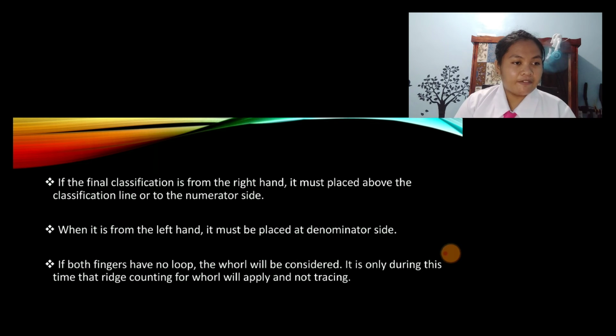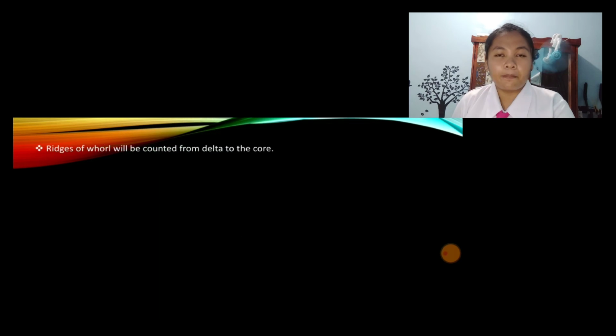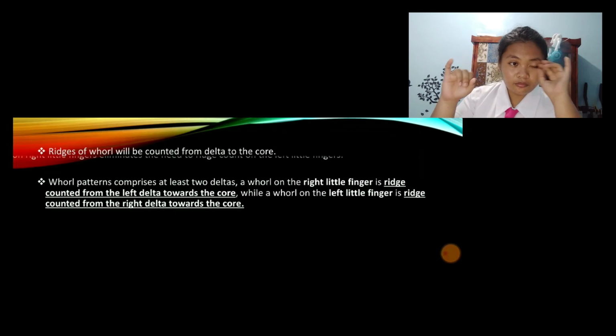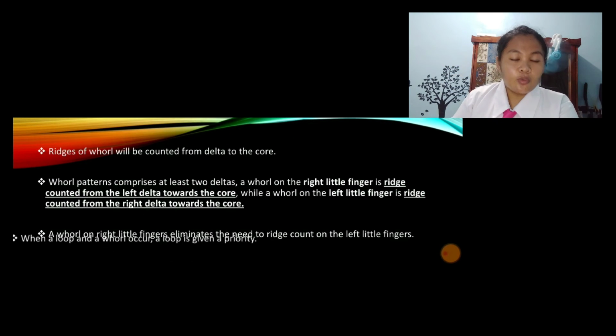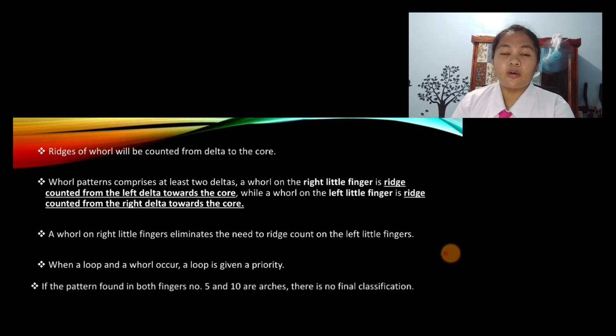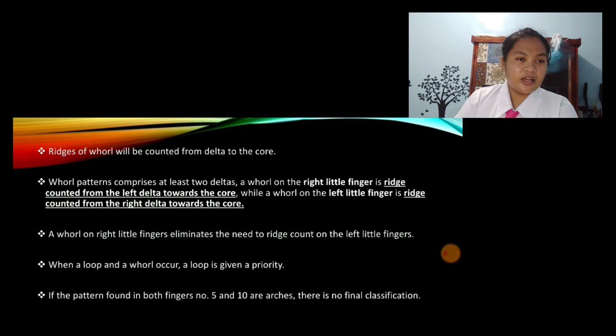If both fingers have no loop, the whorl will be considered. It is only during this time that ridge counting for whorl will apply, and not tracing. So if no loop appears on both fingers, whorl counting is applied and not tracing. The ridges of the whorl will be counted from the delta to the core.